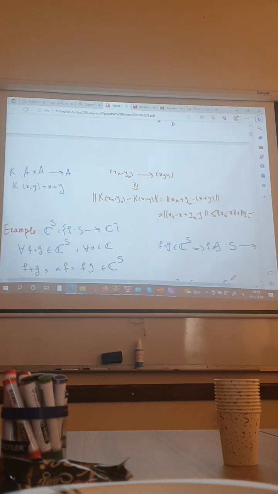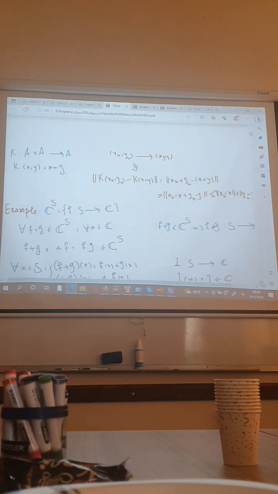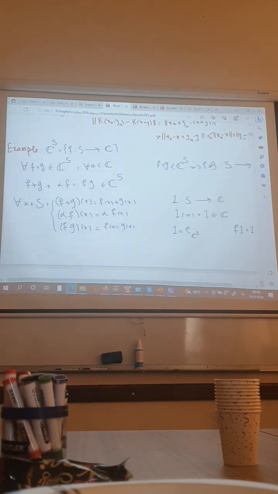And this is another example. This is the notation again, okay? C^S, the set of all functions f from S to complex numbers. What is S? S is a set, مجموعة. Yes, this is the notation.